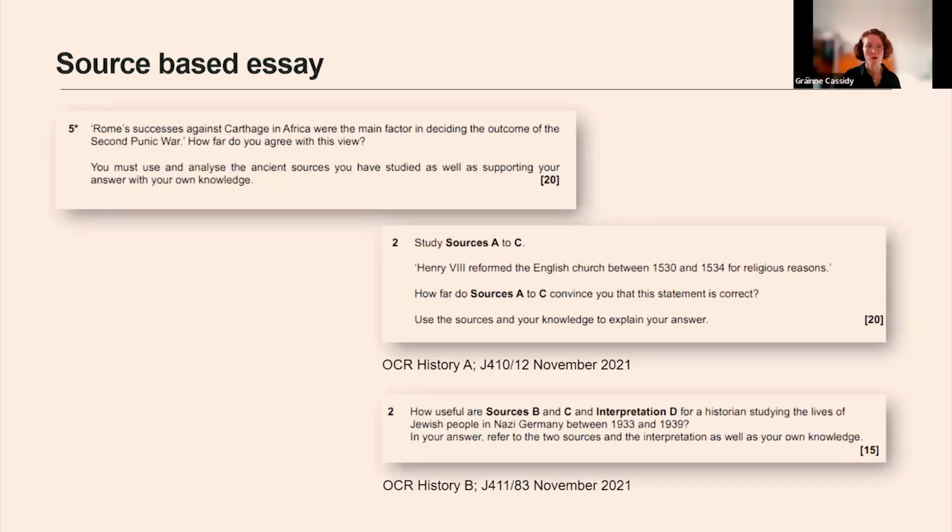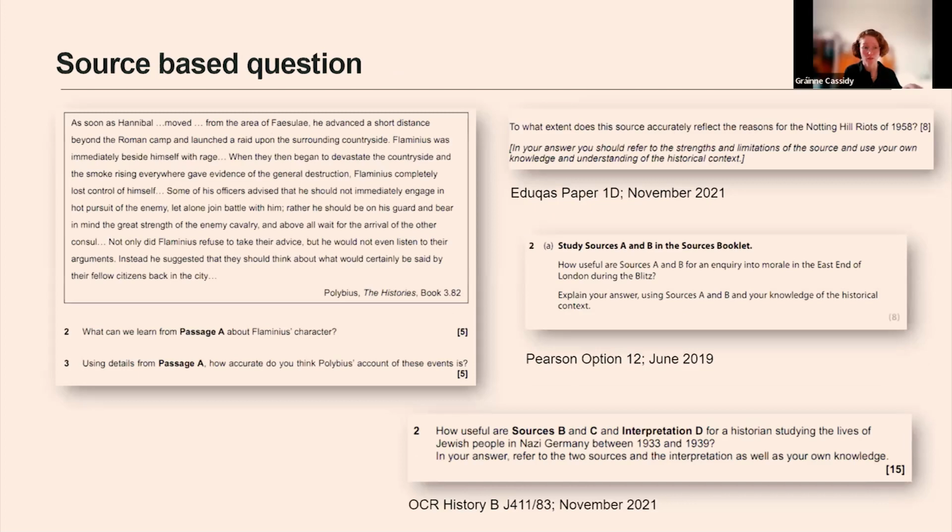Alex, can I interrupt with a question? Absolutely, thank you. I've had a question about the accuracy source-based question. Is it based on provenance and content, or just provenance? I think it really depends on whatever you want to comment on.